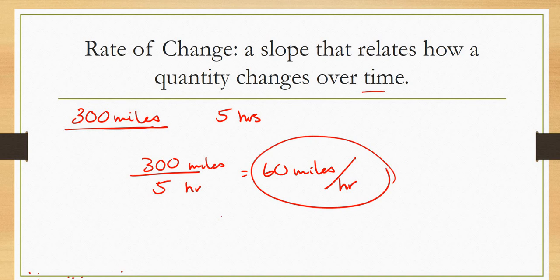So a rate of change is simply a slope that relates how a quantity changes over time. In other words, it's a slope with units applied to it. So miles per hour, feet per second, anything that we can do with some sort of unit measure over time is called specifically a rate of change. It's just a fancy name for particular slopes. And that's all we're going to look at for right now.